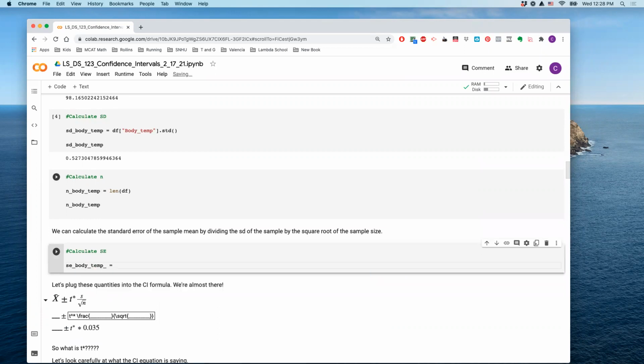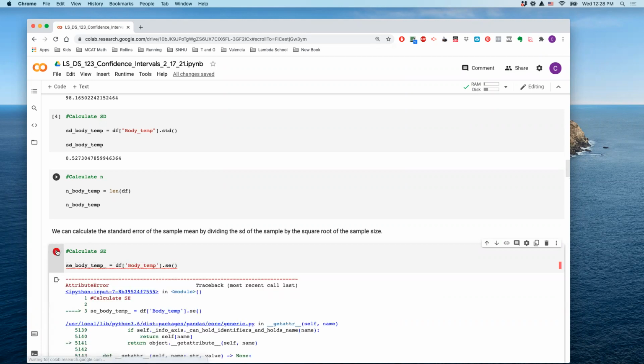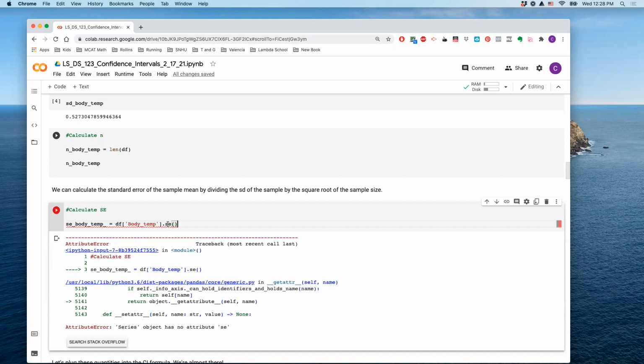So I'm going to put a little extra line here just because I'm going to show you. I think it's SE. I might be wrong. You know what? I'm winging it. Tell you what, let's not do it. So there is a function that will allow you to calculate the standard error. It might be like .ste or something like that.